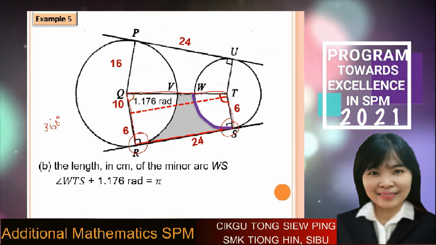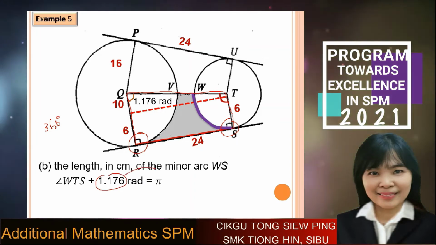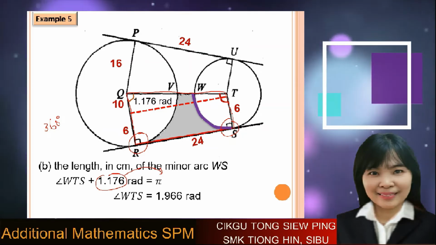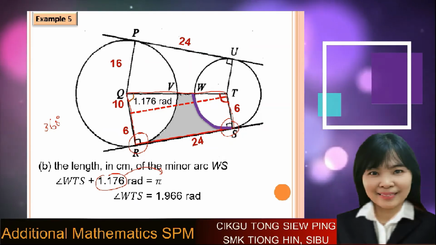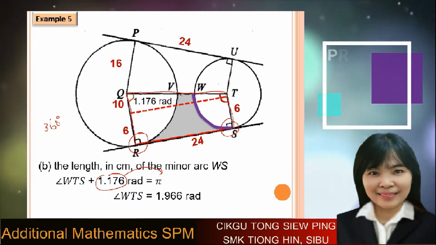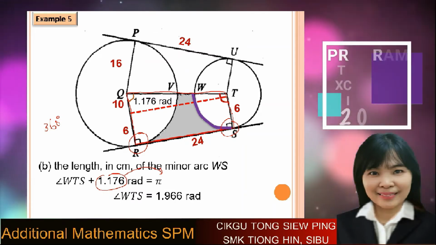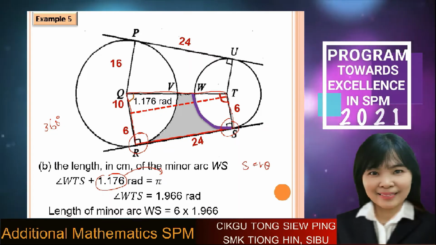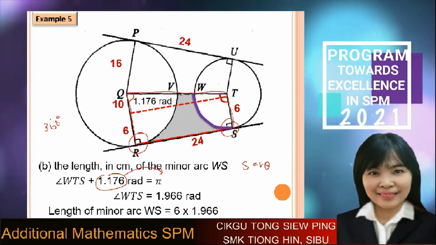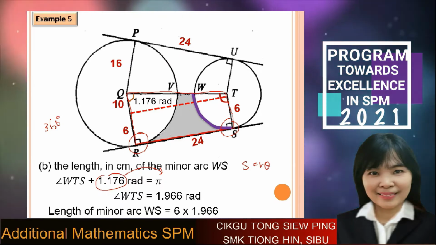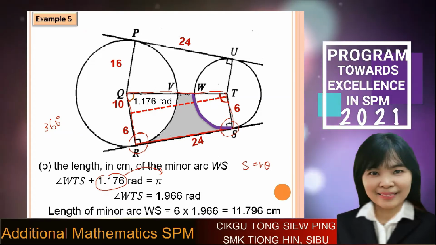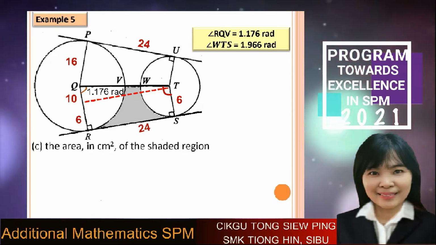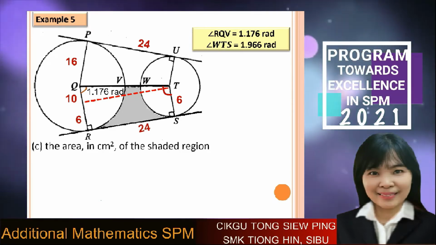Then we shift the 1.176 radian to the right. We get angle of WTS is equal to 1.966 radian. We can find the length of this minor arc WS by using the formula S equals R theta. The radius 6 multiplied with the 1.966 radian, we get the answer 11.796 centimeter.